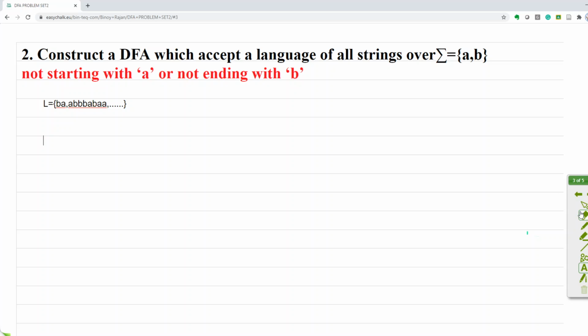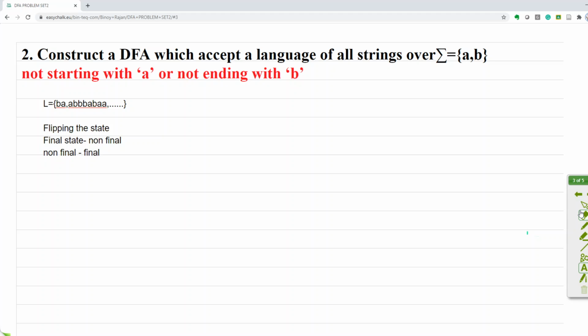Like in the previous example, we constructed a DFA which contains 1100 as a substring and which must not include 110 as a substring. There we applied a trick, that is flipping the state. The same principle applies over here. Flipping the state means the final state will switch to non-final state, and the non-final state will switch to final state.